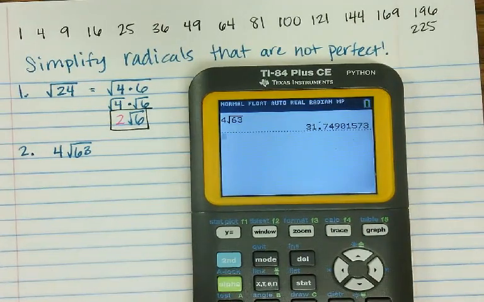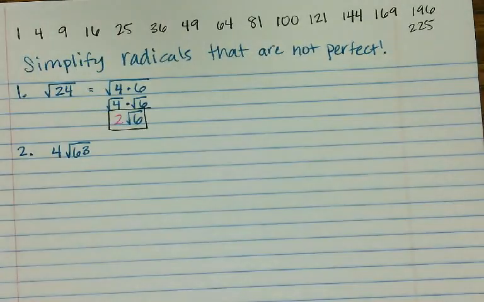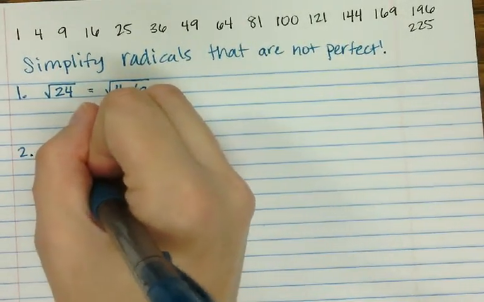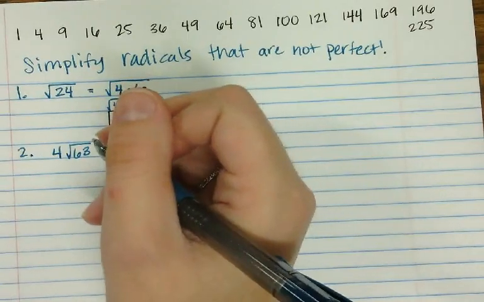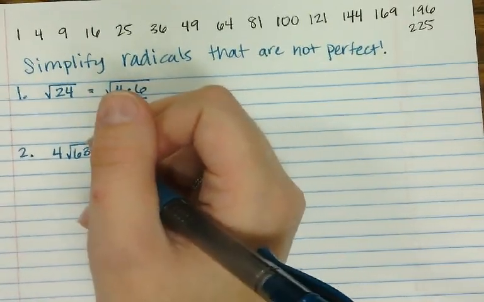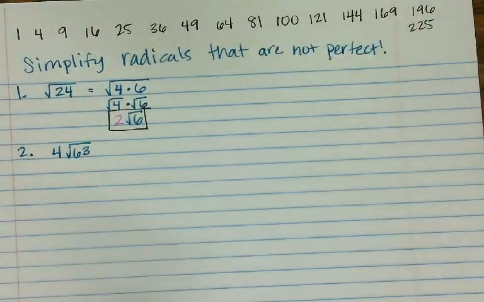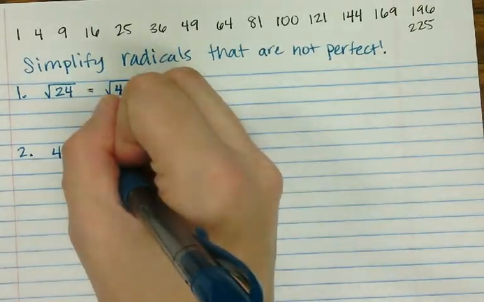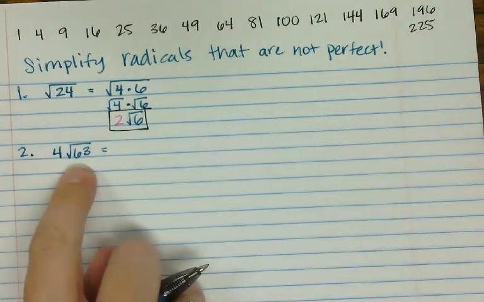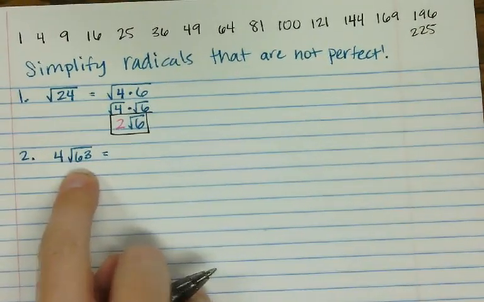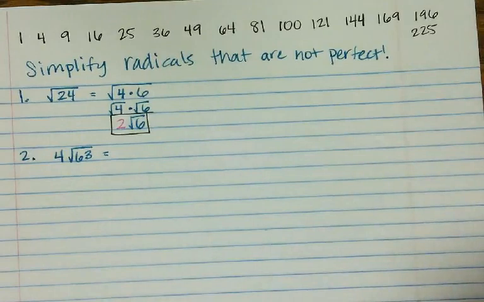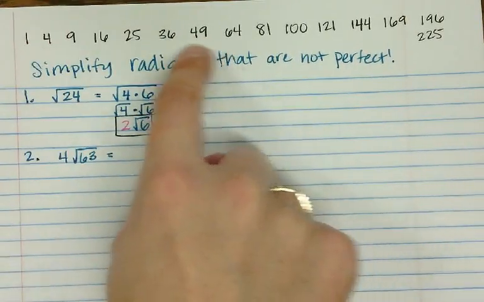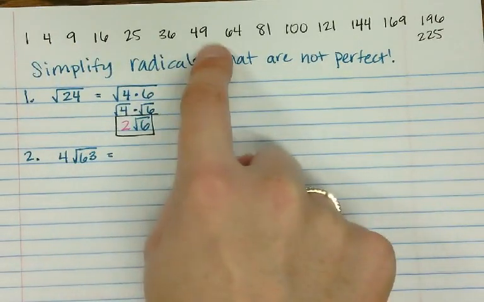So guys, we have this, but it's not simplified. So guys, what we are going to do is separate this out. Are there any perfect squares that will be going into 63? Remember, guys, we have to look at all the perfect squares that are smaller than 63.